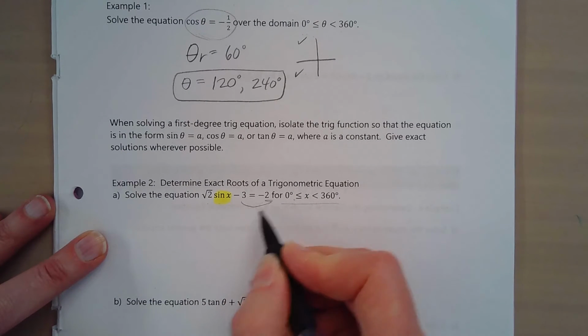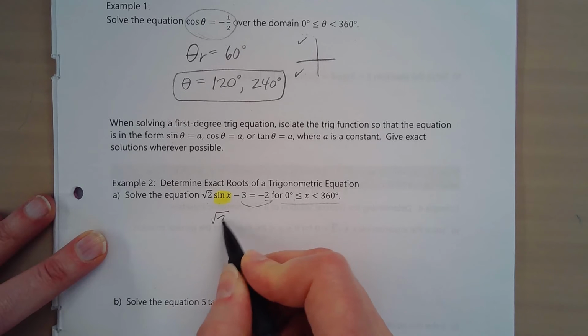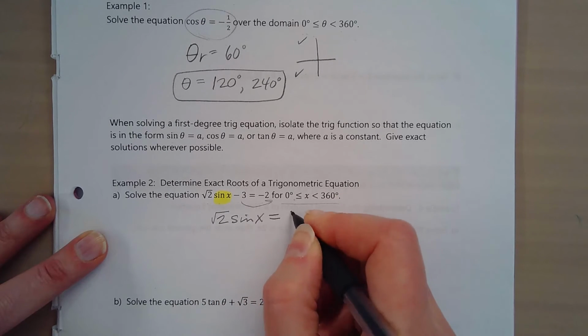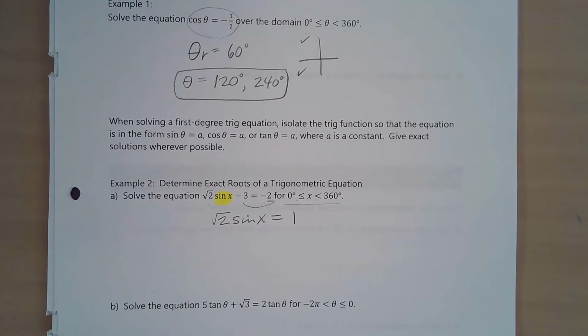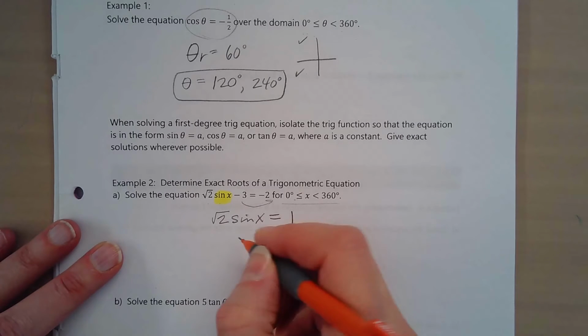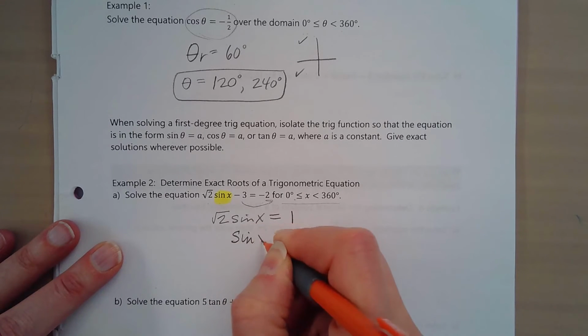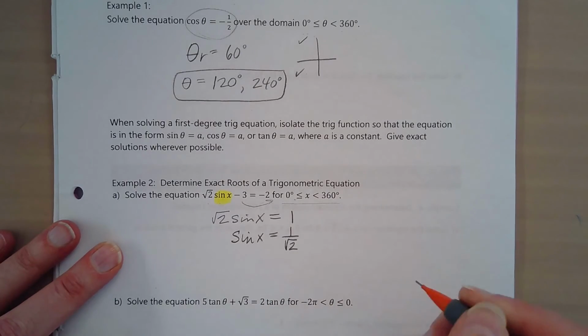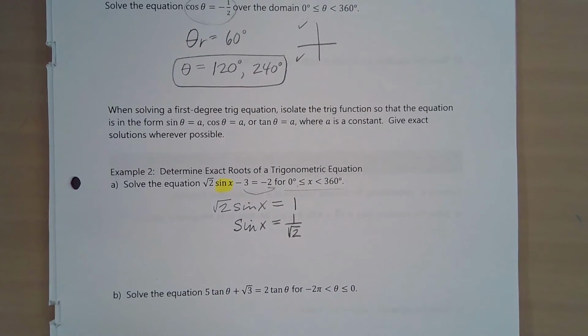So what's the first thing we would do here? Transfer the 3 over, okay? So that gives me root 2 sine x equals 1. Agreed? Okay. And now I think everyone would agree we're going to divide through by the root 2. So I have sine of x equals 1 over root 2. Now this is where it becomes very important that you can recognize rationalized or unrationalized. Does anyone recognize 1 over root 2?